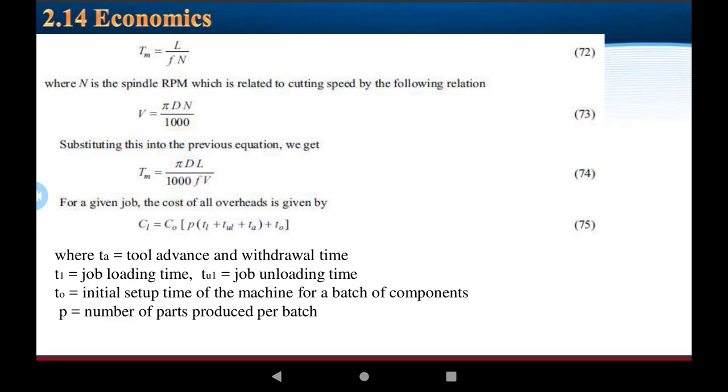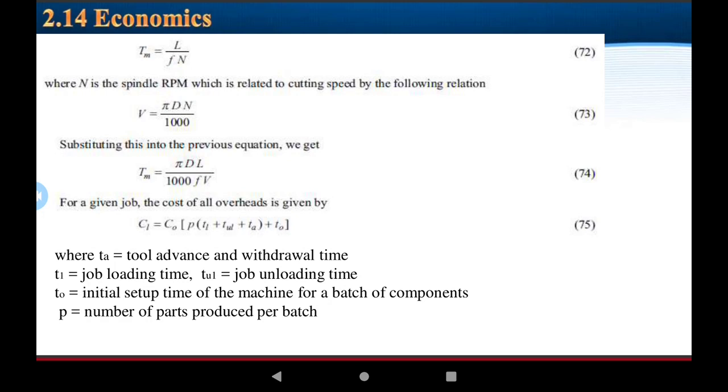Putting this V value in the previous equation, Tm equals pi D L upon 1000 F V, where F is the feed rate, V is the velocity, D is the diameter, and L is the length of the workpiece. The job cost of the overhead is given for the total. Find out the value of the overhead in this operation.